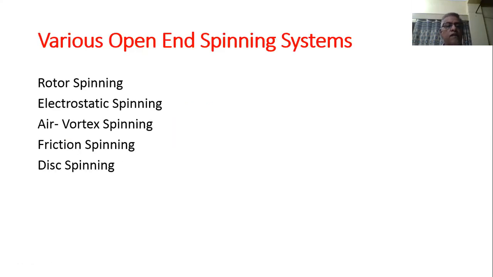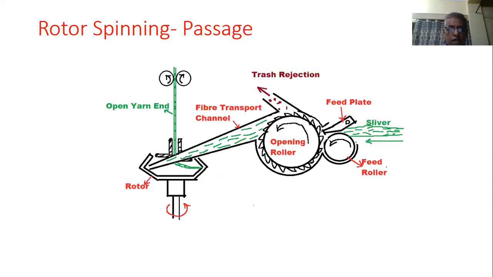On this principle, there are various open end spinning systems available. First is rotor spinning, then electrostatic spinning, then air vortex spinning, friction spinning, and disc spinning. So we have already studied electrostatic spinning, air vortex, friction, and disc. Today we will study rotor spinning.